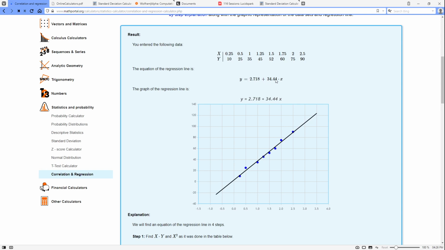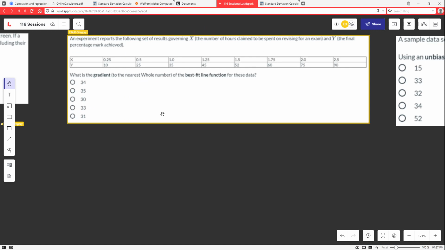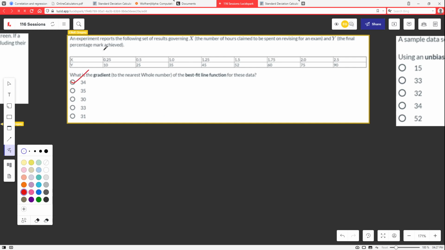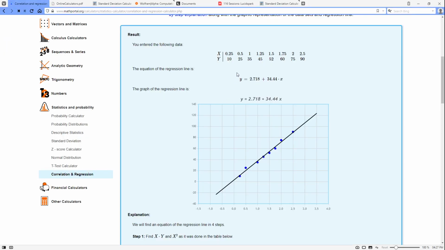We have this, and the equation of the line is mx plus c. We want the m, the gradient, which is 34.4. That will be rounded down to the nearest whole number, so 34. There it is. So this one is 34.